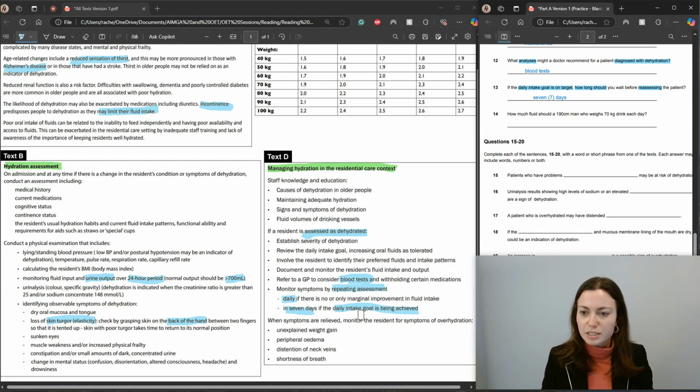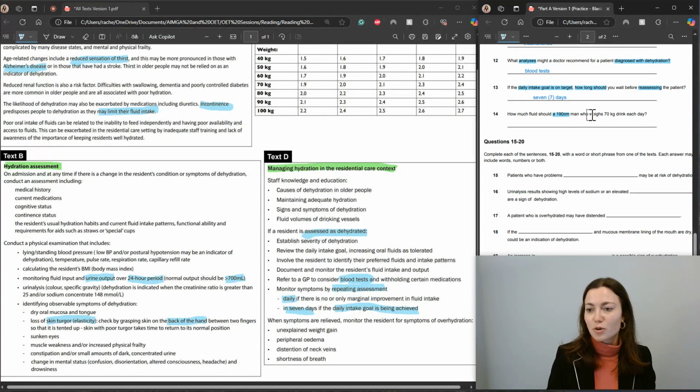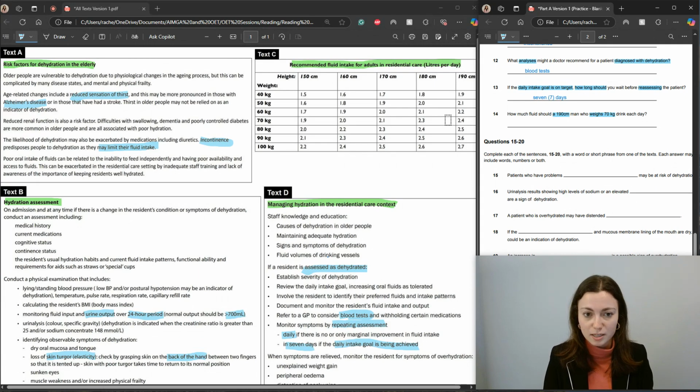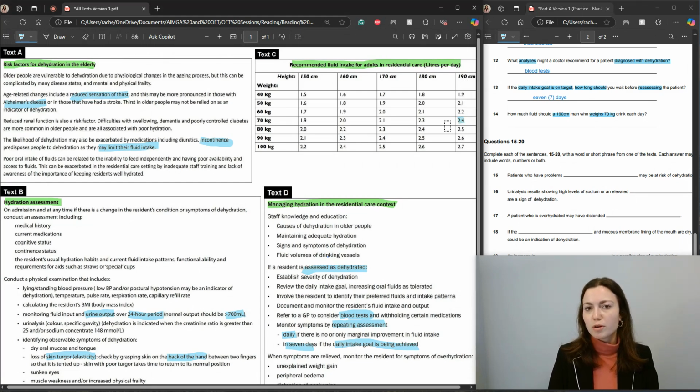Good. And lastly, number 14, how much fluid should a 190 centimeter man who weighs 70 kilograms drink each day? What's nice about this is you have big clues here as to where to look. So we have some measurements, we have weight, and we have height given. So probably your first thought, well, hopefully, should be text C here. Now, we go to text C, and there's two challenges for finding the answer. First of all, we have to make sure we're actually reading the chart correctly. So 190 centimeters for the height, and the weight we have at 70 kilograms. So it should be 2.4.